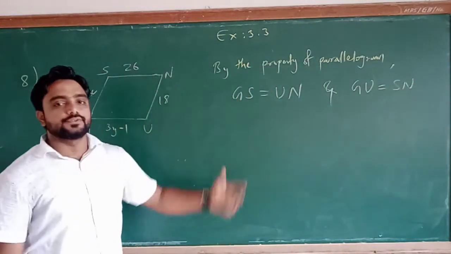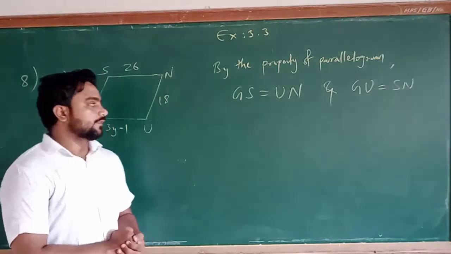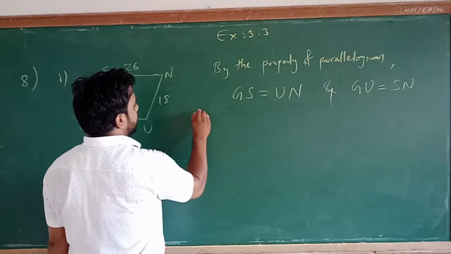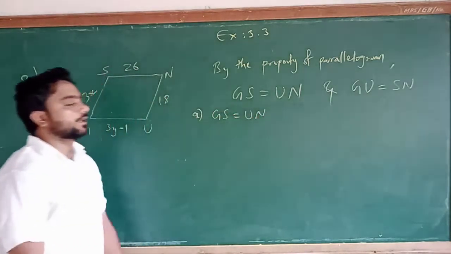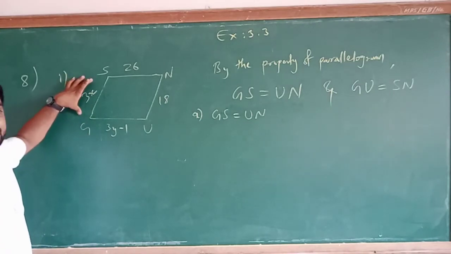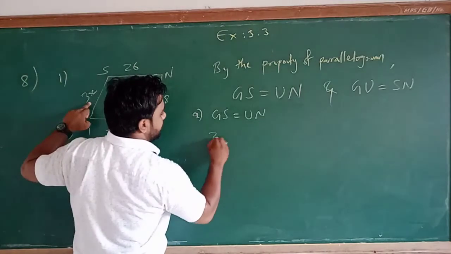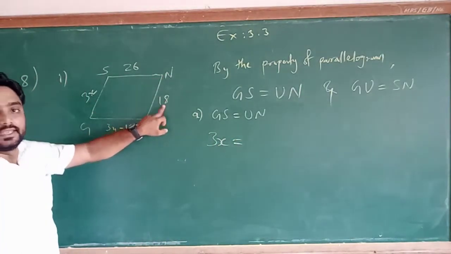Okay, so by using this property you have to find the value of x and you have to find the value of y. First of all, I am taking GS is equals to UN. Okay, now what is the value of GS? That is the length of the sides. It is given to you is 3x. So 3x is equals to, what is the value of UN? That is equals to how much? 18.